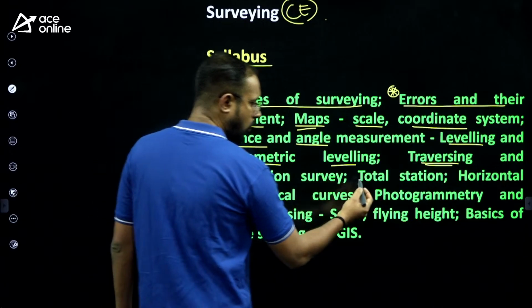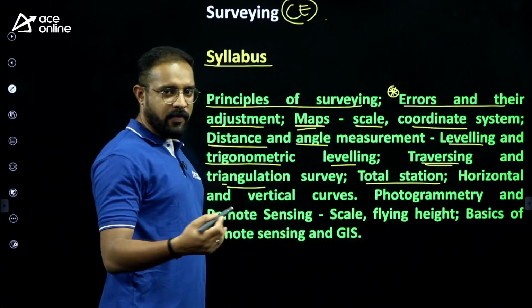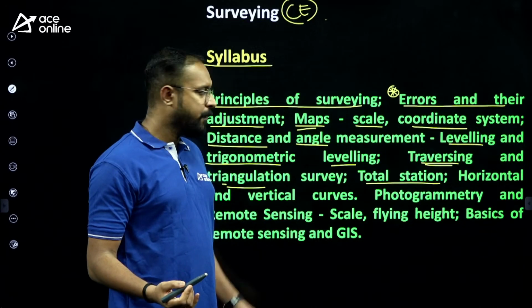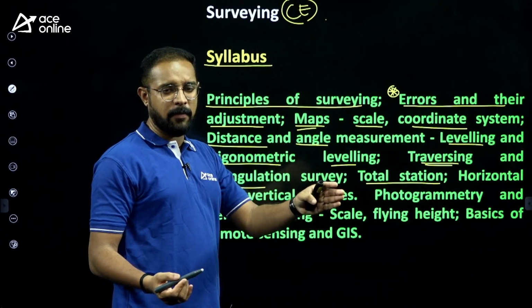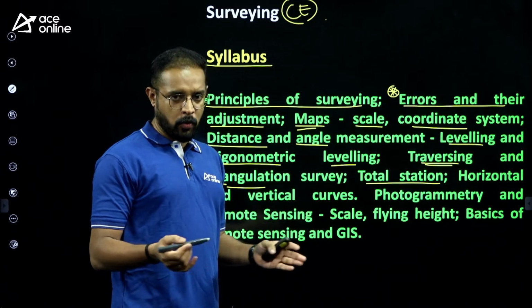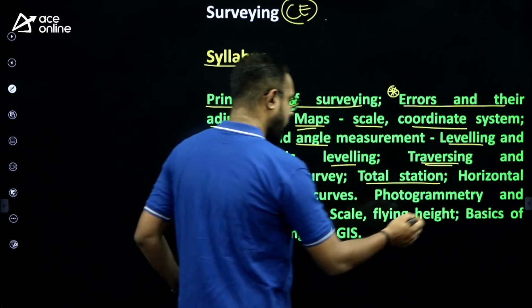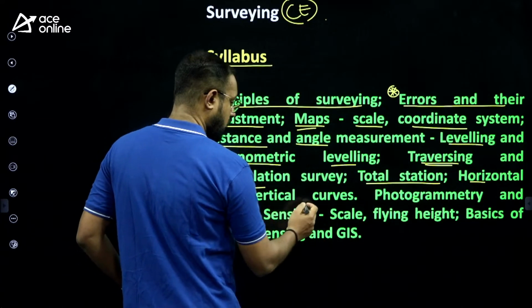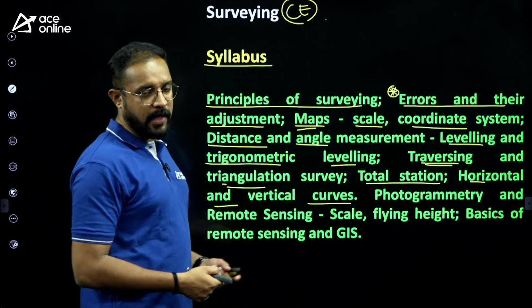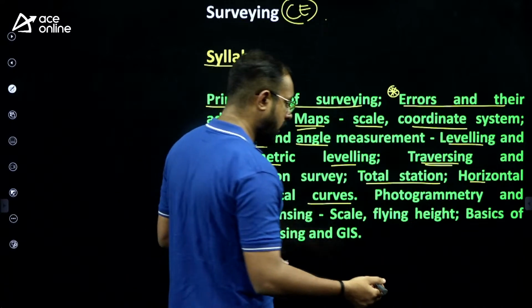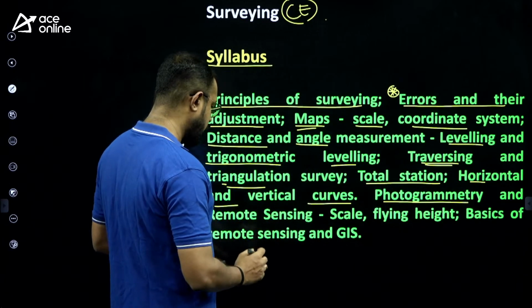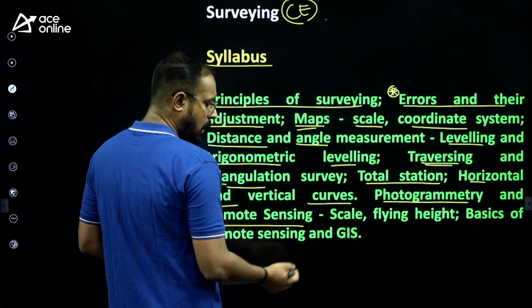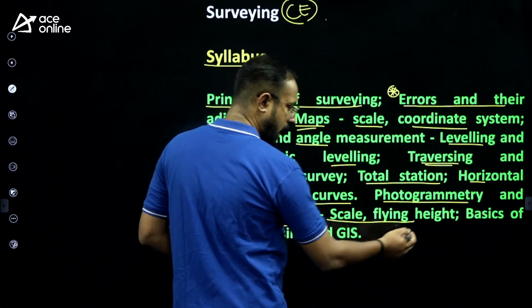Next, they have mentioned the total station, which is a very advanced instrument that we use in our surveying. Chain survey, compass survey, plane table, these are all replaced by total station, except leveling. Followed by horizontal and vertical curves. This curves topic is also very important for us. I'll tell you why it is important. Followed by photogrammetry, which is also a good topic for us in surveying. Now remote sensing is there, followed by scale and flying height.